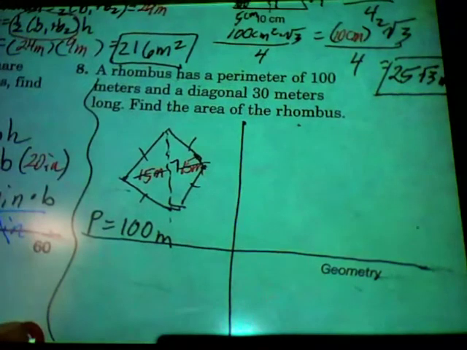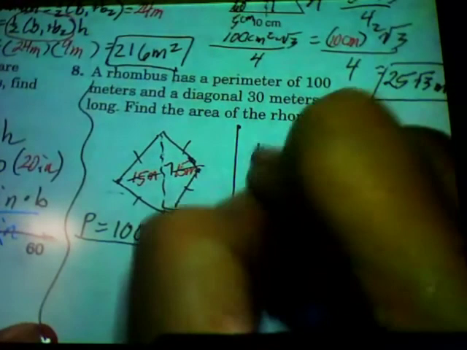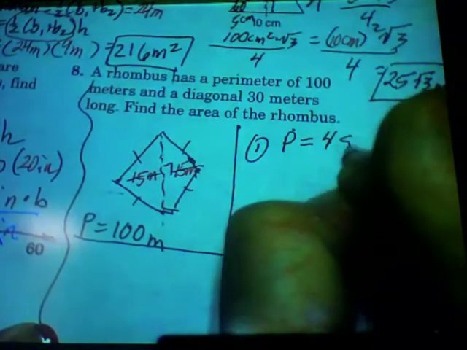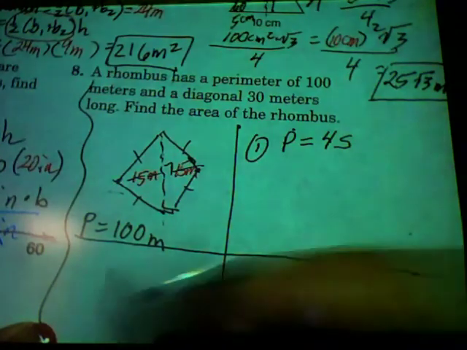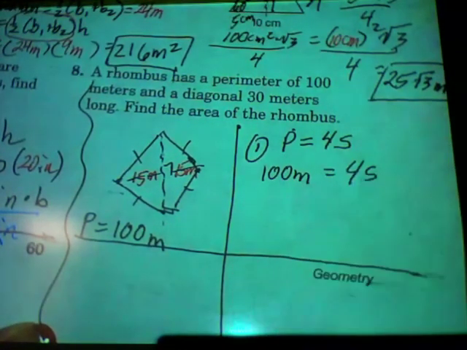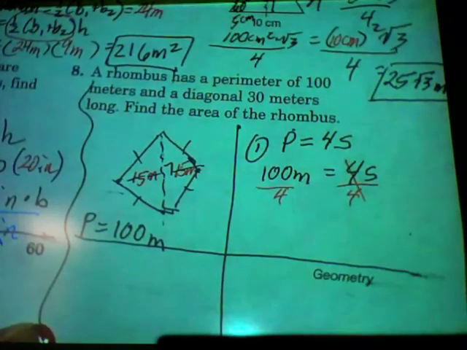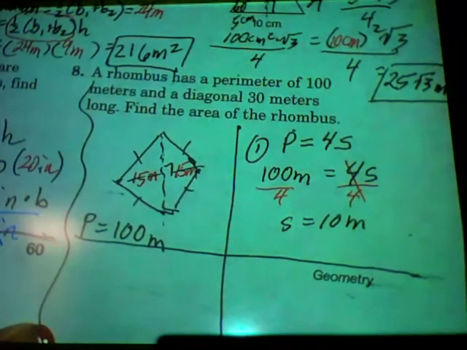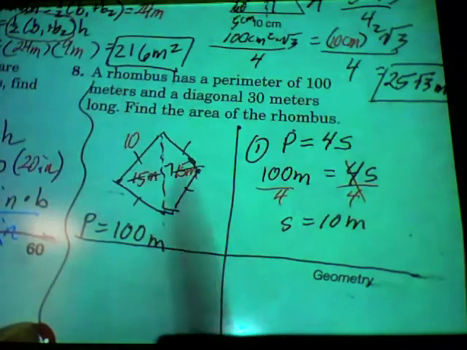How many sides are there to a rhombus? 4. So my very first step is the perimeter of a rhombus would be 4 times s, or 4 times the side, right? I know that my perimeter is 100 meters equals 4s. So divide by 4. Doesn't each side length equal 10 meters? So now I know that this is 10. All 4 of them are 10.